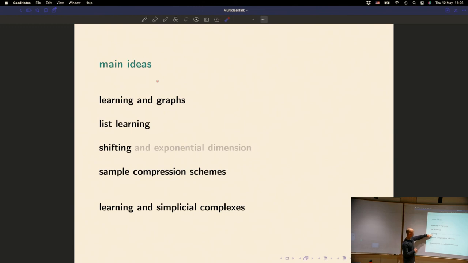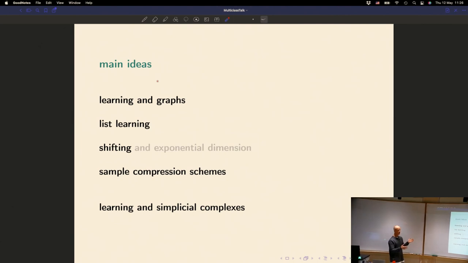I didn't talk about it at all, but to understand what happens when the alphabet size is finite, there is a very important idea of shifting. It's a very powerful way to understand some combinatorics here. And to understand shifting better, we also need to introduce some dimension, which we call the exponential dimension. And the whole algorithm is put into a framework that is easy to understand in terms of learning, which is called sample compression schemes. So the whole construction is a construction of a sample compression scheme.